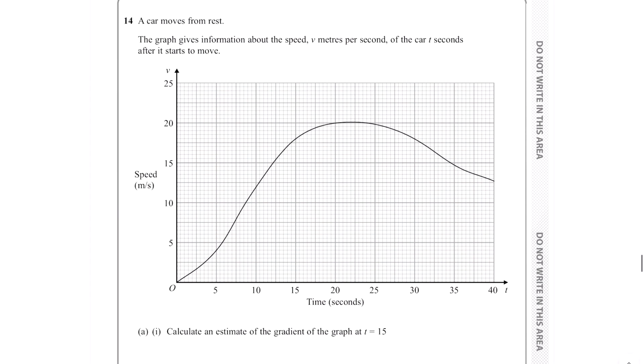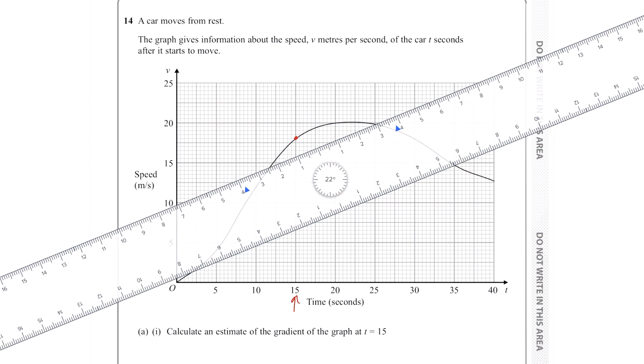Moving on to the next one. A car moves from rest. The graph shows some information about the speed. Calculate an estimate for the gradient of the graph at t equals 15. So at time 15, so that's that right there. We can put a point on the graph, which is there. So an estimate for the gradient.